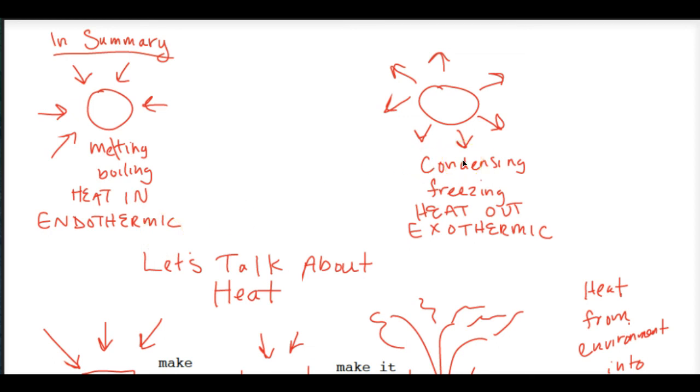And in order for something to condense or to freeze, heat has to come out of the system, and we call that exothermic.